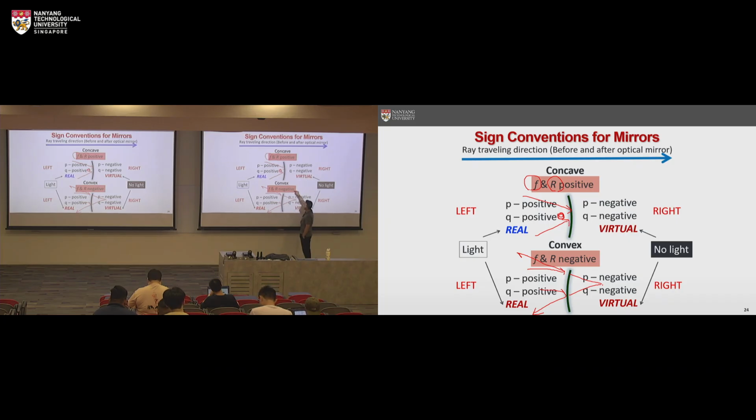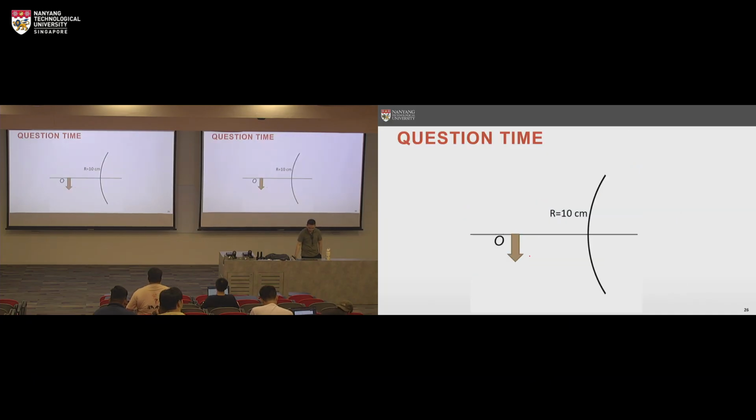Other than this, the rest are all the same. For all the mirrors, regardless of the shape, regardless of whether f is positive or negative, we always define that in front is positive, behind is negative. So this is true for all the mirrors. So this is where we left off last week.